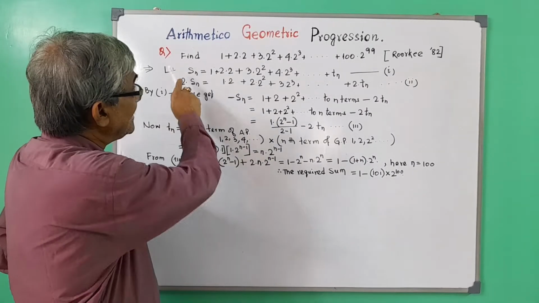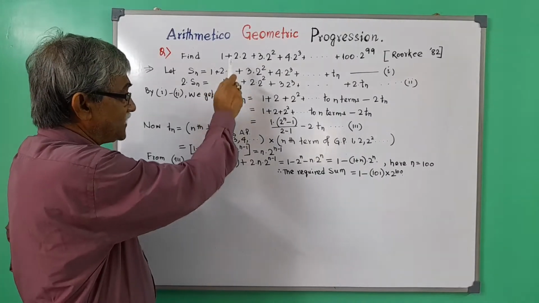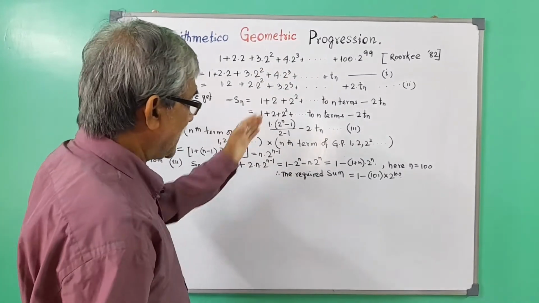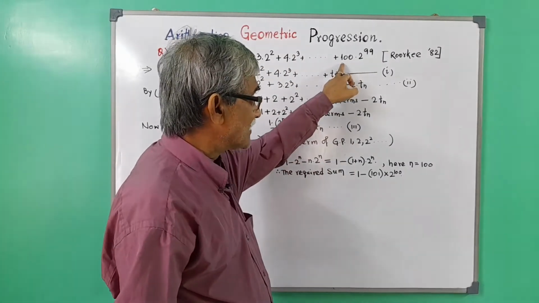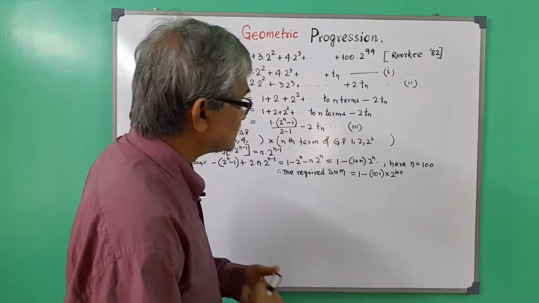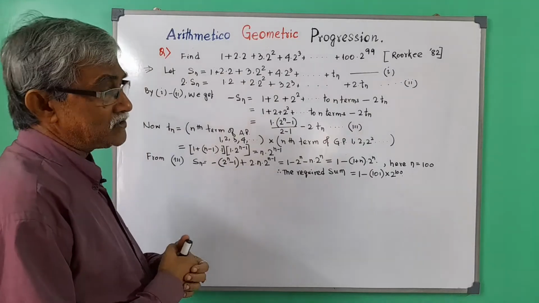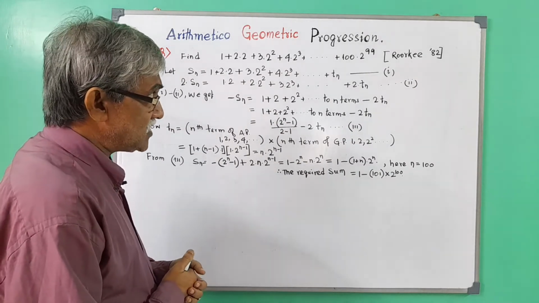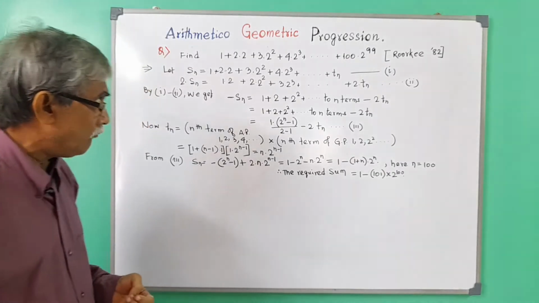Now let us take another question. Find 1 plus 2 into 2 plus 3 into 2 square plus 4 into 2 cube plus and so on, the last term being 100 into 2 to the 99. This question was set in Roorkee 1982, and most probably you friends know that Roorkee is the oldest engineering college in India till now.